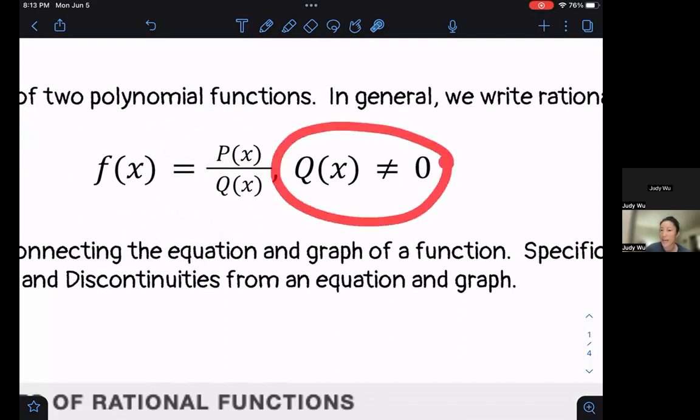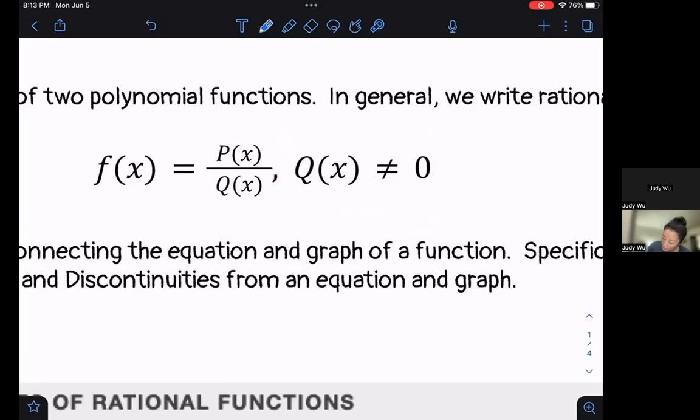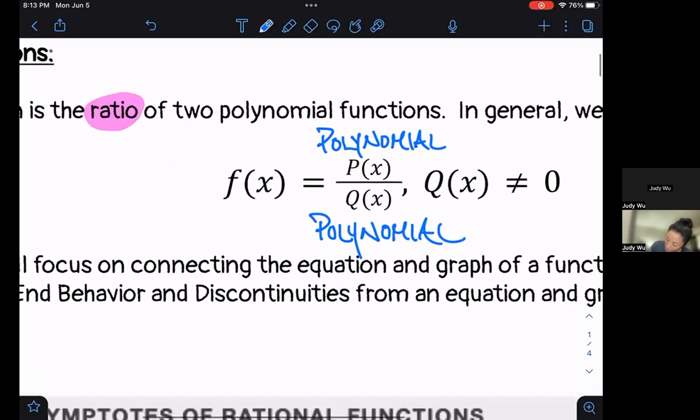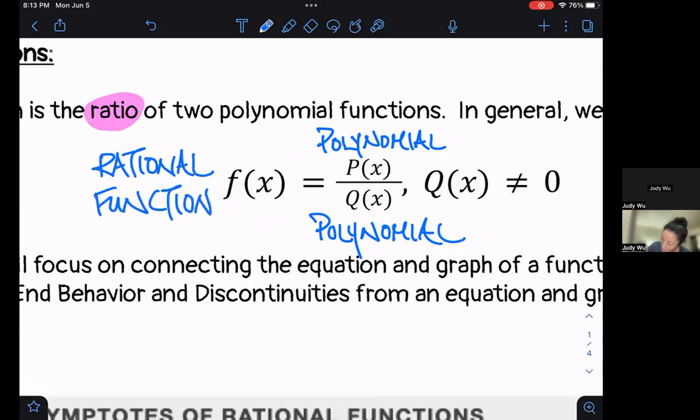The only thing we have to add here is that the polynomial in the bottom cannot be equal to 0. So this is a polynomial. This is another polynomial. And when we take their ratio, we get this rational function. And so the ratio is really this part right here, that division.